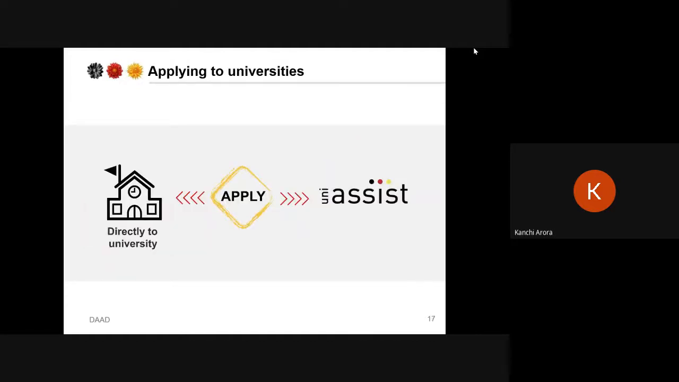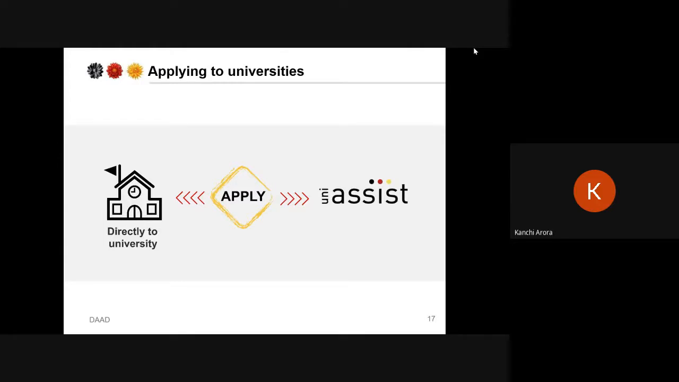Now, coming to application for the universities, right? The university website would always tell you how to apply. There are two ways to go about the application. You could either apply directly to the university's website, or the universities might ask you to apply through a portal called UniAssist. Now, what is UniAssist? It is a paid application portal. It does the first screening of the application for you, okay?